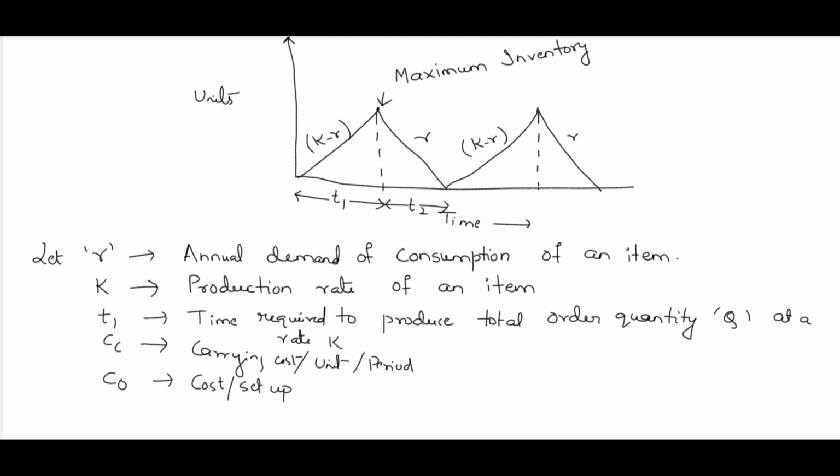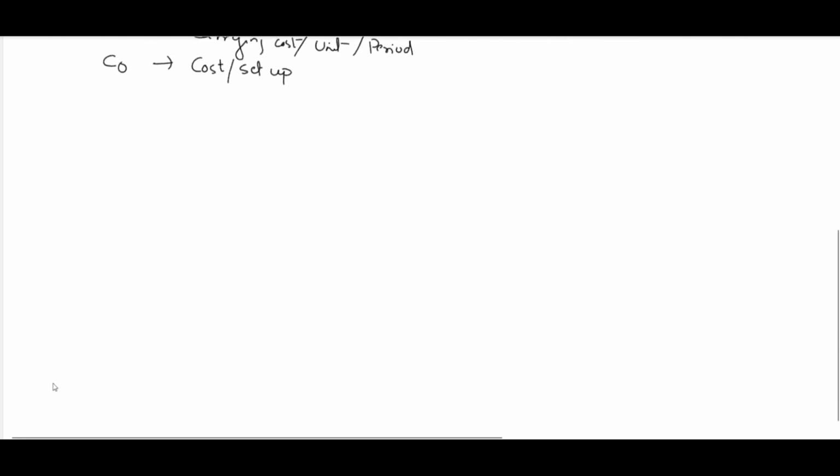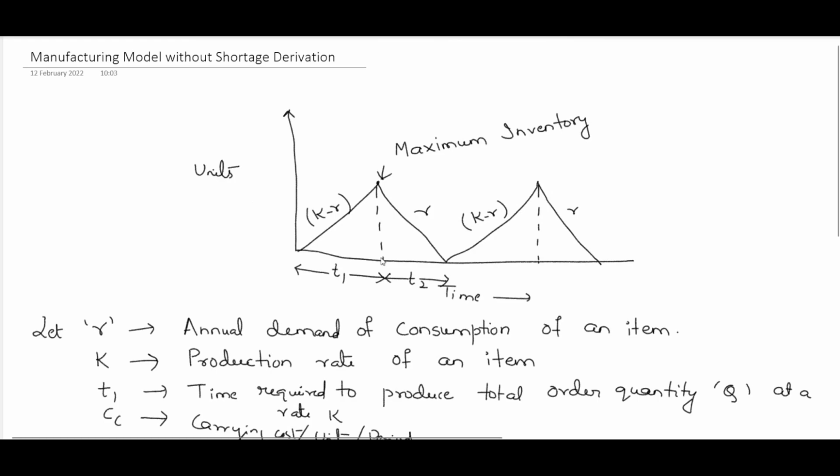Then we have to determine the EBQ, economic batch quantity. During the time period T1, the item is produced at a rate of K units per period, but it is simultaneously consumed at the rate of R units per period. So during this period T1, inventory is built at the rate of K minus R units per period. If we multiply K minus R units by the time period, we will get the total inventory.